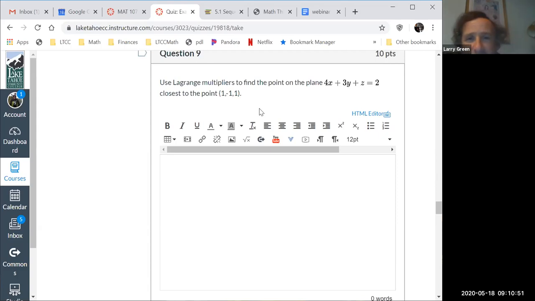And the first thing is closest. That means closest distance. So what is my function that I want to minimize if you want it to be closest? That's what most people have trouble with. So if you want to be closest from the point to the plane, so a point on the plane that's closest to this point, and I want to be closest, what's the function I want to minimize?